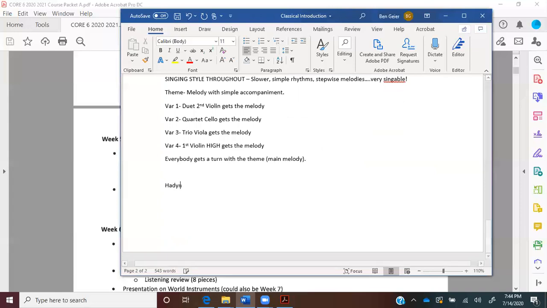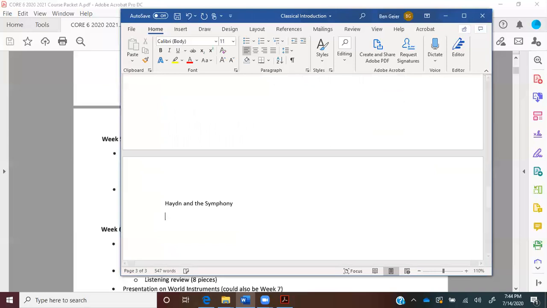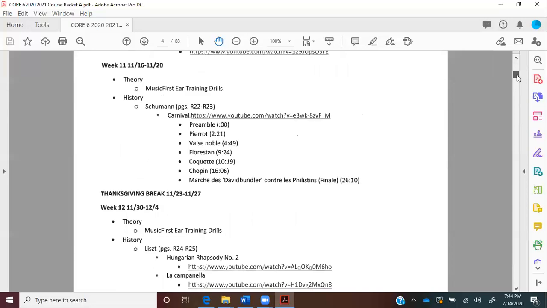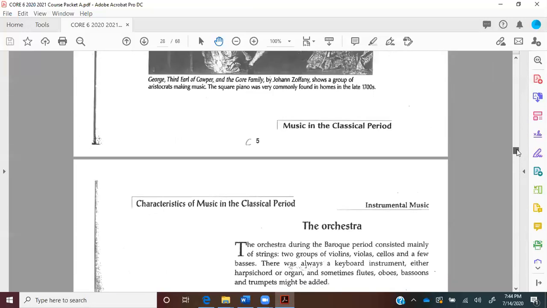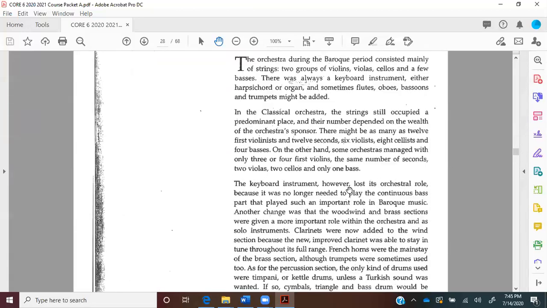So this would be Haydn and the Symphony, which, since I'm kind of at the bottom of my page, I'm going to just make a new page. All right, so let's get started. We are doing pages 8, 9, 13 through 17, and 22. Sounds like a lot of pages, but really there's a lot of pictures and things.